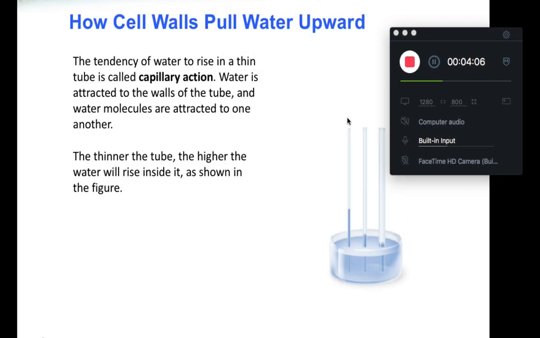So we just went over this. It's the same thing. It's going to be capillary action as it pulls itself up through the thin walls. Again, the water molecules are going to attach to each other and to the tubes as well, pulling themselves higher with the pressure that it's going to feel.